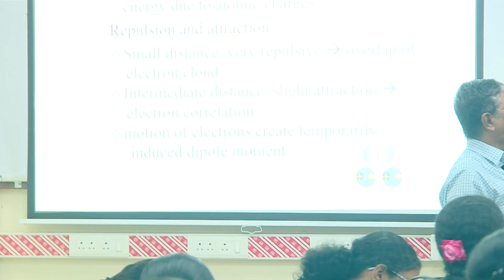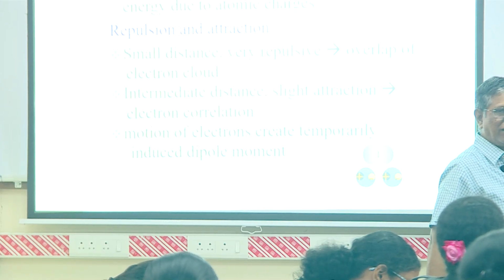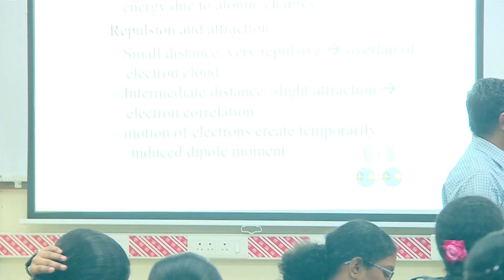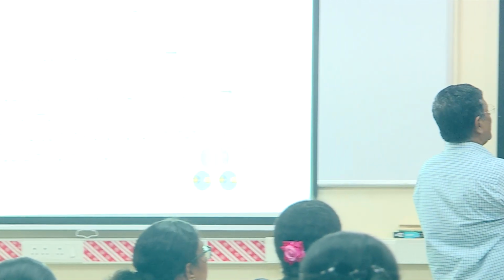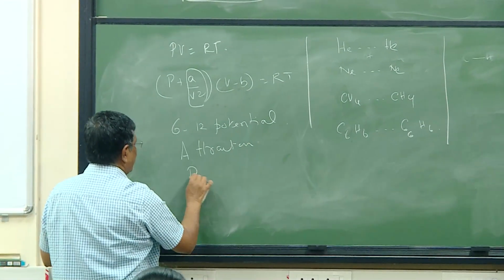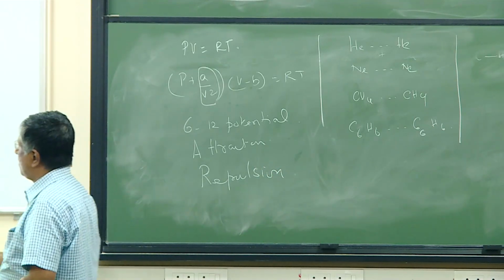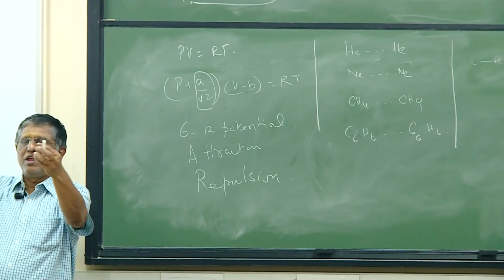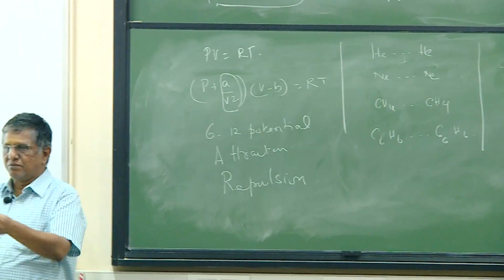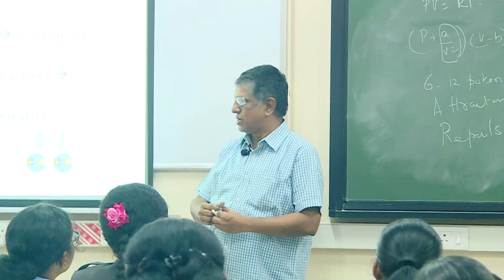See, originally people thought that helium and neon are monoatomic, but they are not, right? So the 6-12 potential. What is the 6-12 potential? This will have an attraction component and a repulsion component. That's what it is. When the two atoms come very, very close, their electron densities overlap and push, and then there is a repulsion.